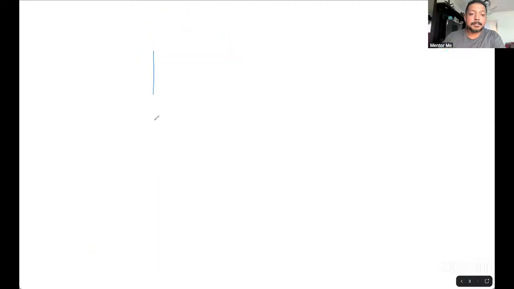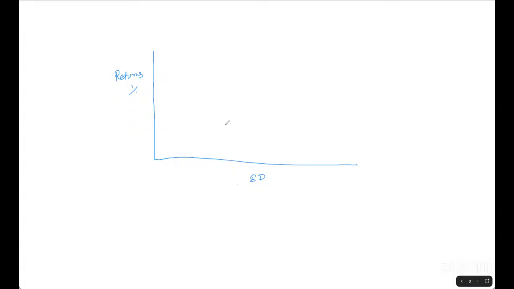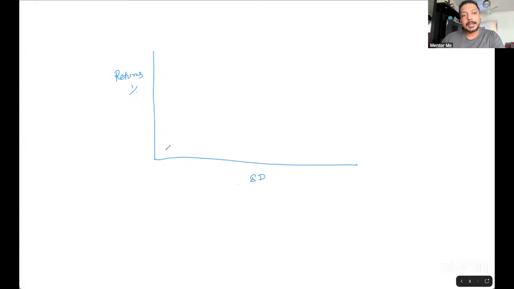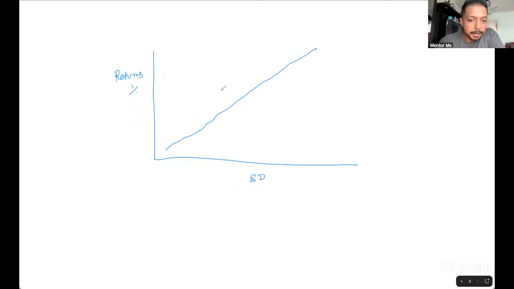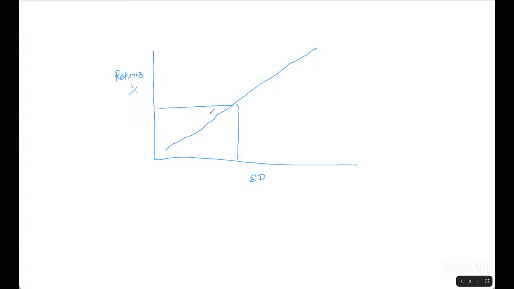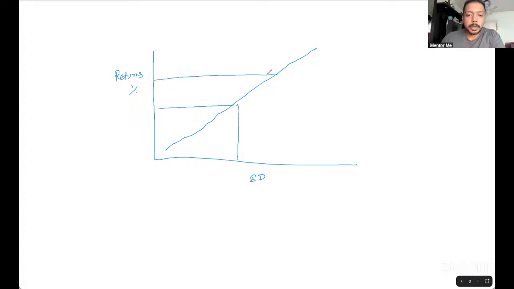For example, this is the graph. Let's say this is the returns, and this is the standard deviation. That means risk, deviation from the mean. The idea is that if this is the curve line, I want to be on this line because this is the optimal line. At every risk, I am getting the highest possible return, and I can keep on increasing the standard deviation.